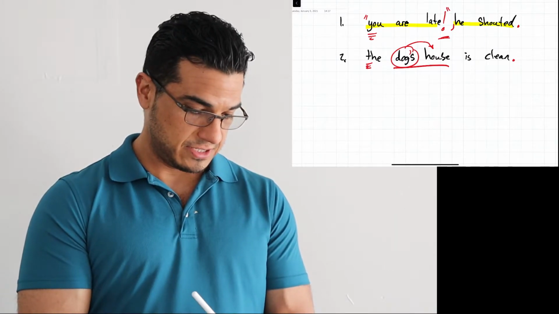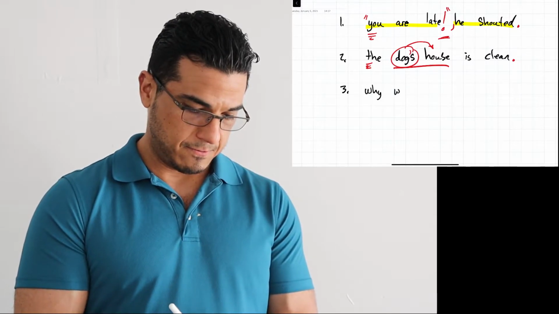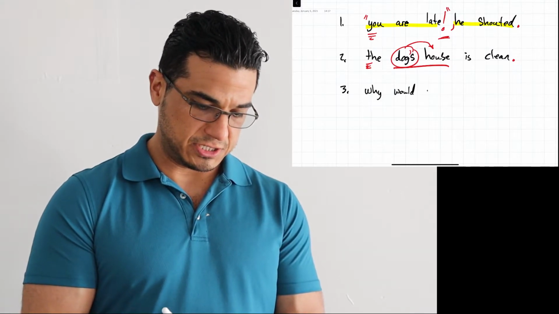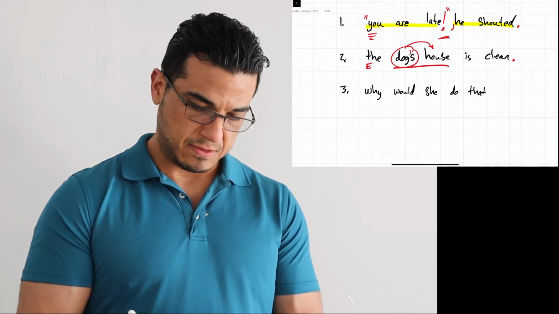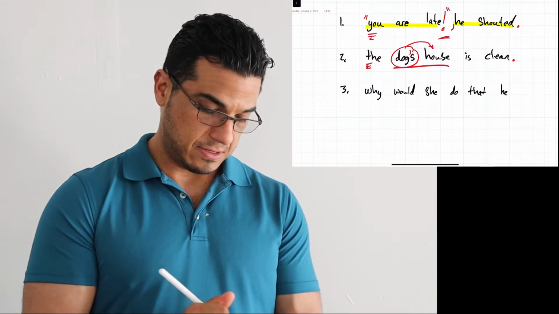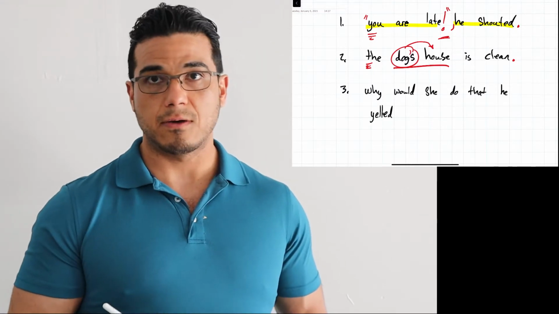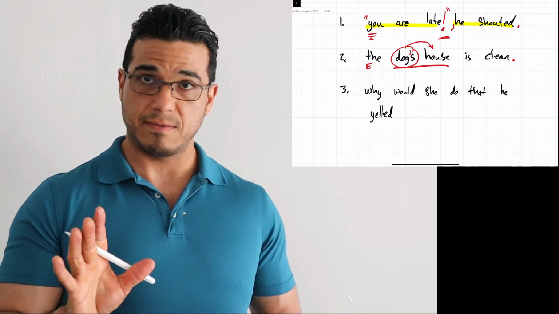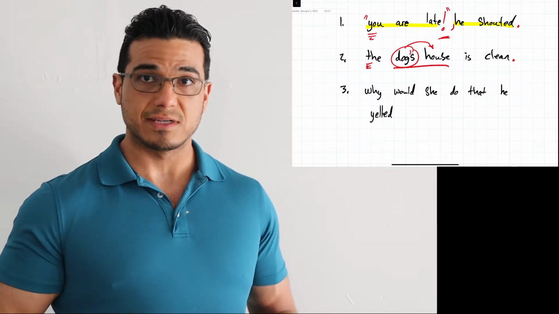All right, for this third example, we have: why would she do that? He yelled. Okay, there's a few things at play here. Go ahead and pause, make your corrections, and jump back into the video so that we can correct it together.